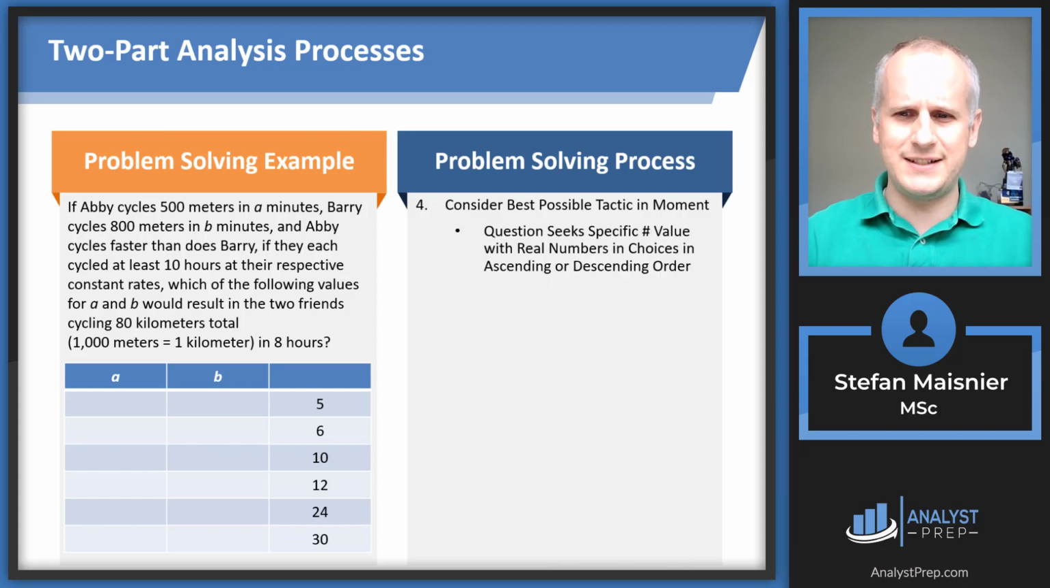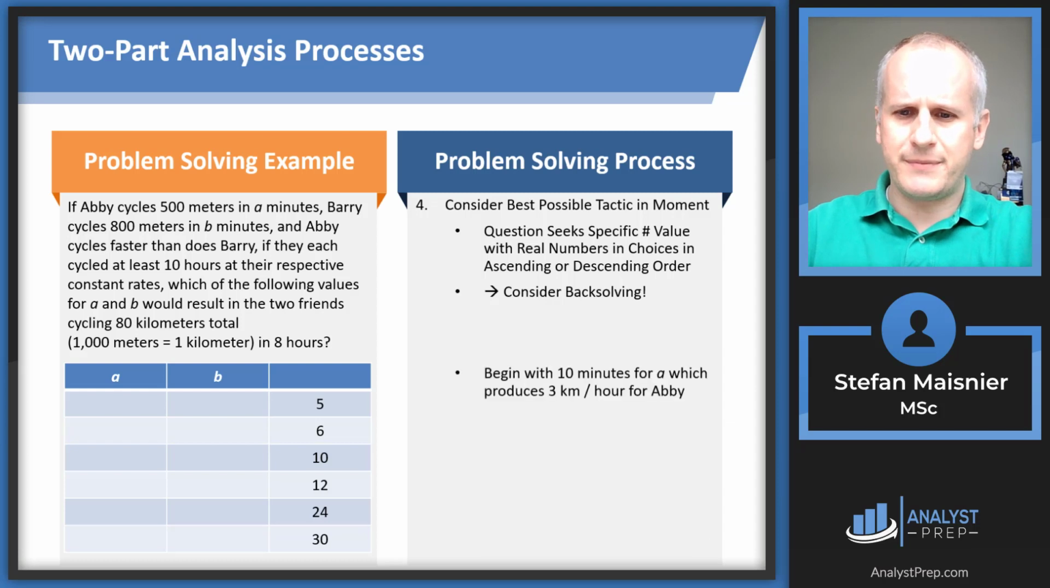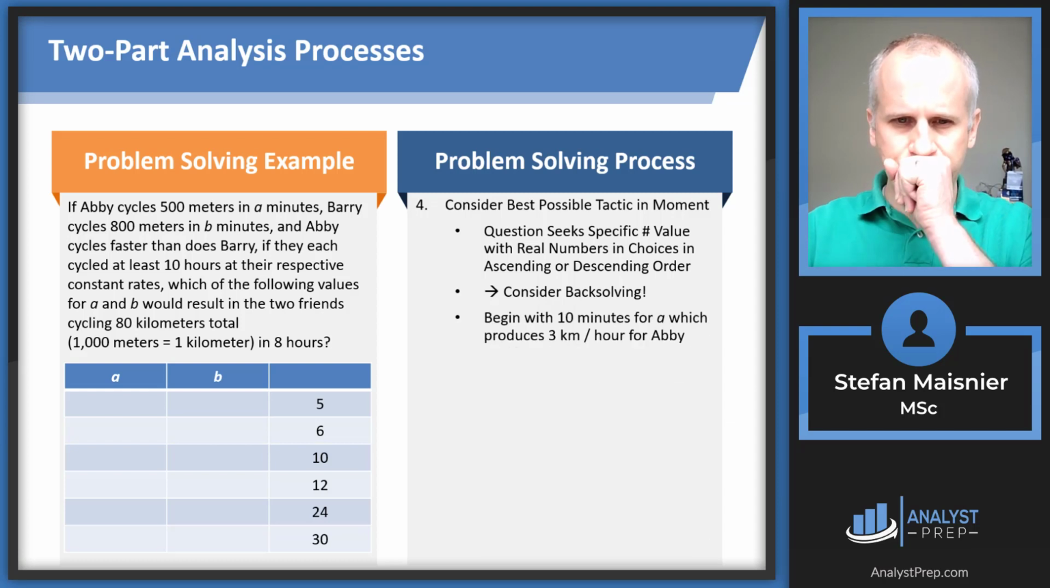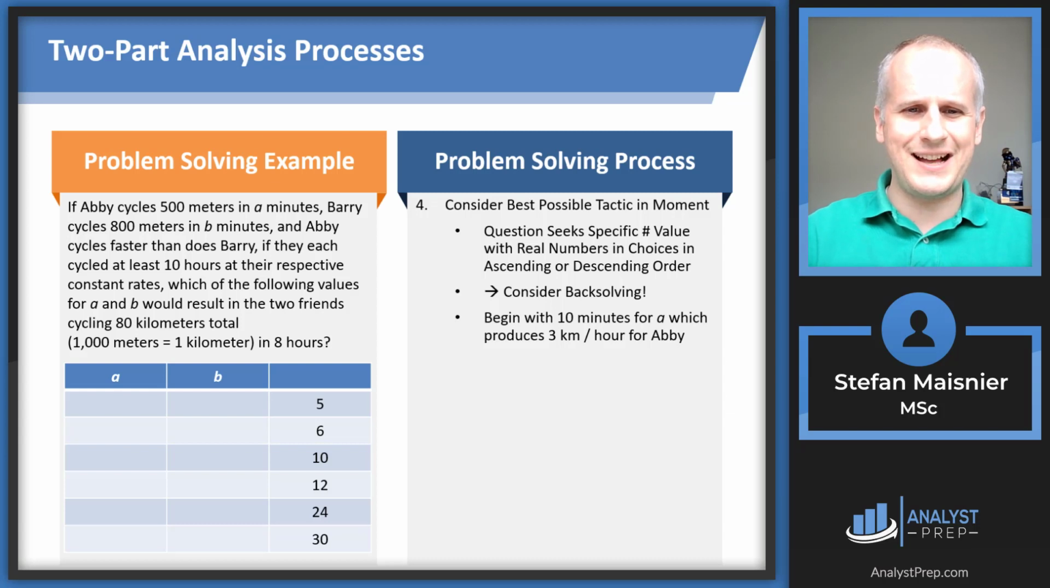We see that the question is seeking a specific numeric value with real numbers in the choices in ascending order in this problem, and that means we should potentially consider back solving. And so what we'll do is begin with 10 minutes for A for Abby. And what that means is if Abby goes 500 meters in 10 minutes, that means that she goes 1,000 meters or a kilometer in 20 minutes, which means that she's going to go 3 kilometers per hour if she goes 500 meters in 10 minutes.